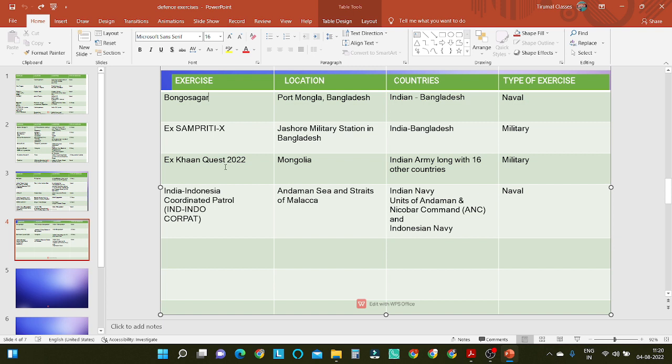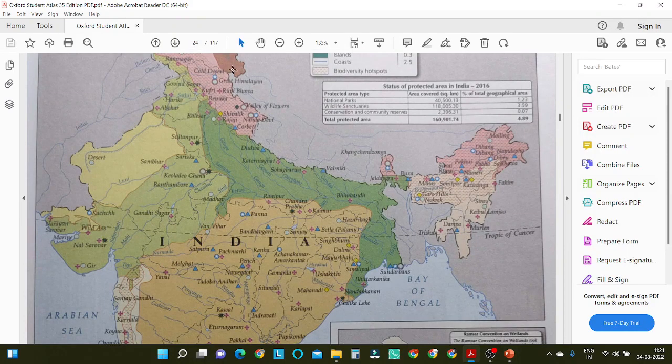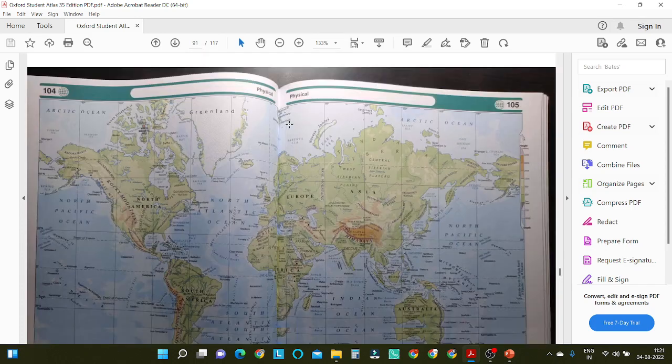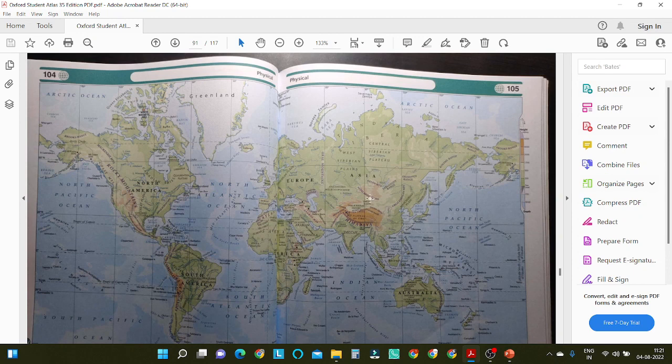So the next exercise is exercise Conquest. It is taking place in Mongolia. In this there are many countries in which India is also taking part. So no need to remember all the countries taking part in this exercise Conquest. It is a military type of exercise because in Mongolia we don't have a chance to conduct naval exercise, because Mongolia is a landlocked country. See, it is the location of Mongolia.